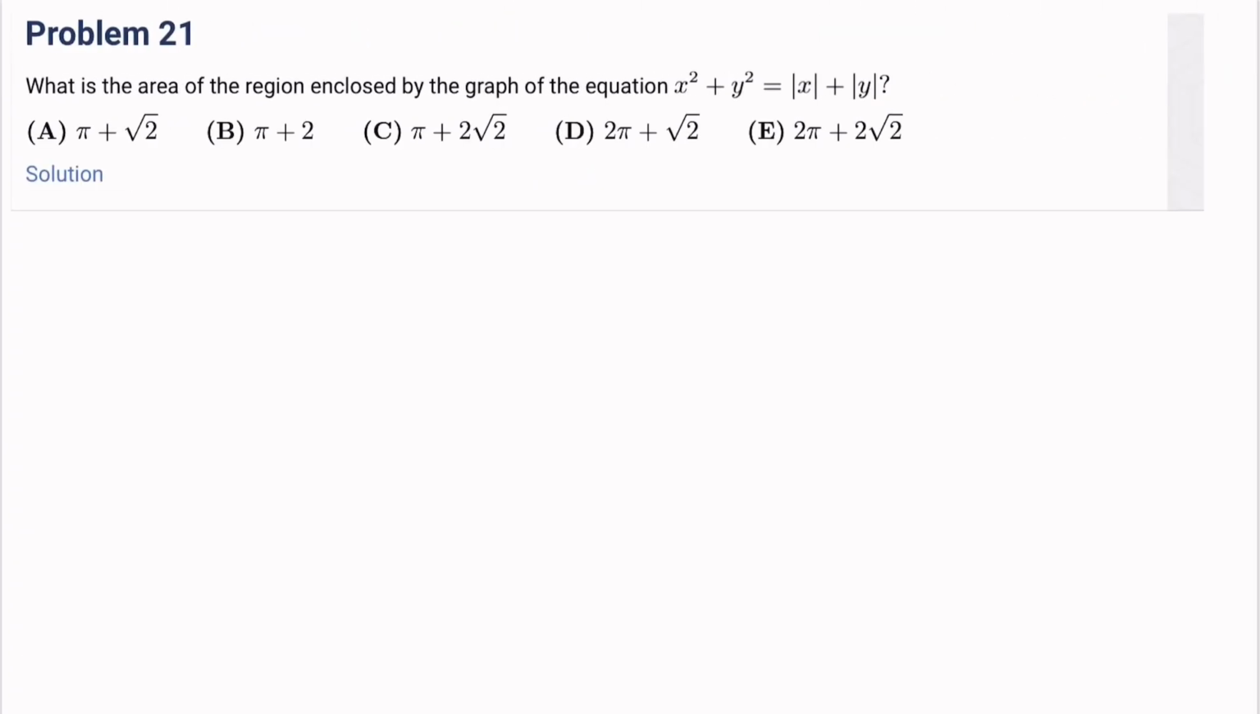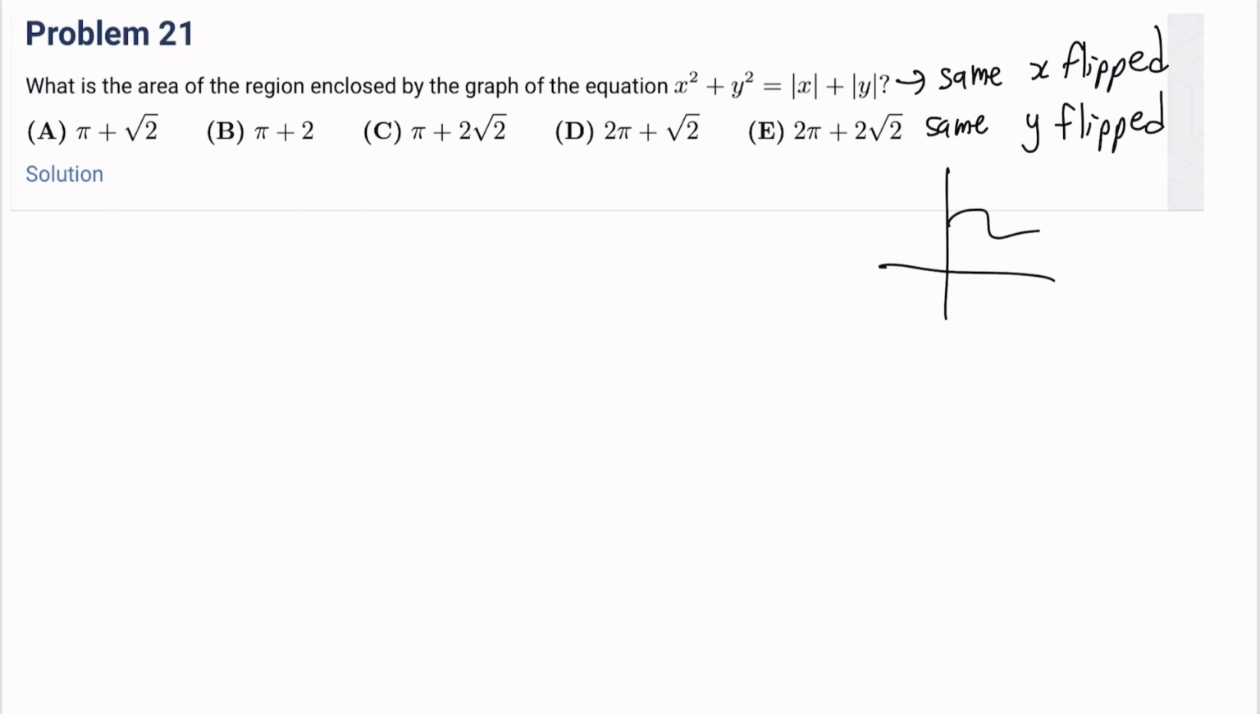Number 21, what is the area of the region enclosed by the graph of this equation? Okay, so first we notice that this is the same when x is flipped. So it's the same when we flip it by the y-axis, and it's also the same when y is flipped. So that's when the y value is flipped, so we flip it by the x-axis, right? And so if we have something like that, then we will have something symmetric like that, right? But that's not what we have.